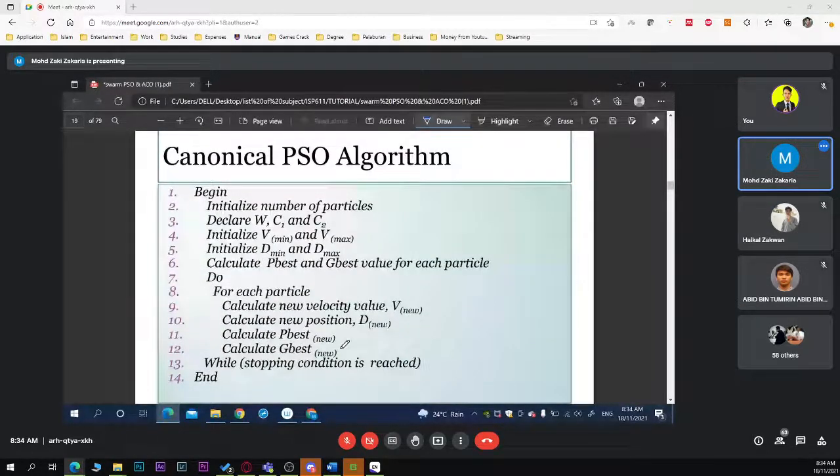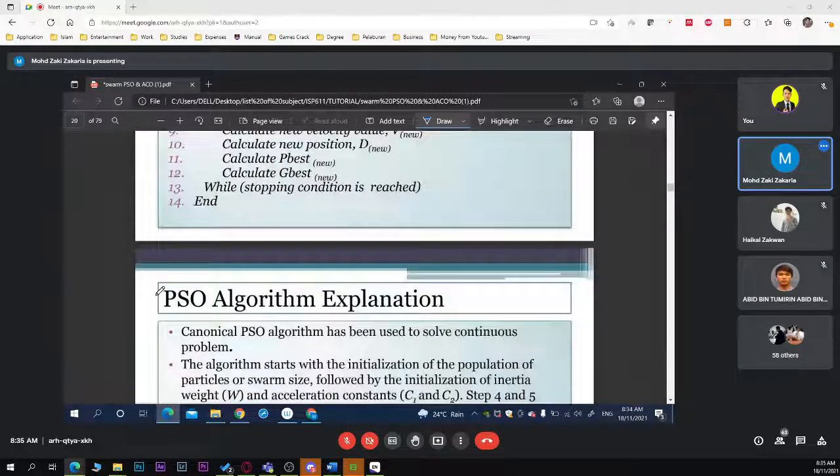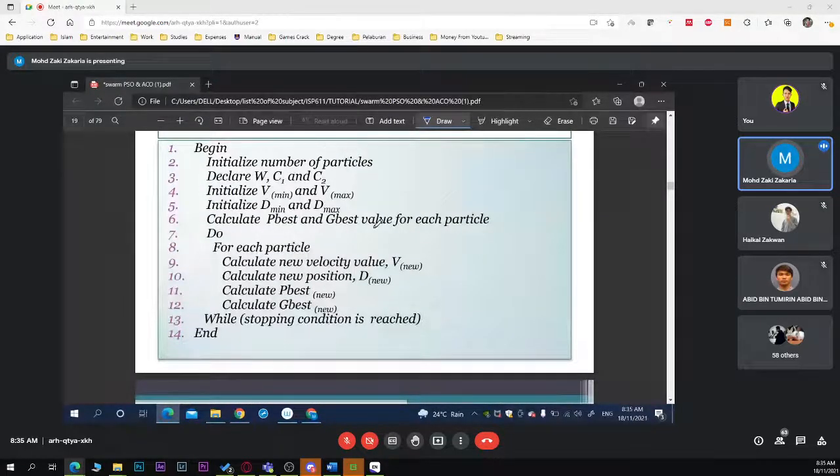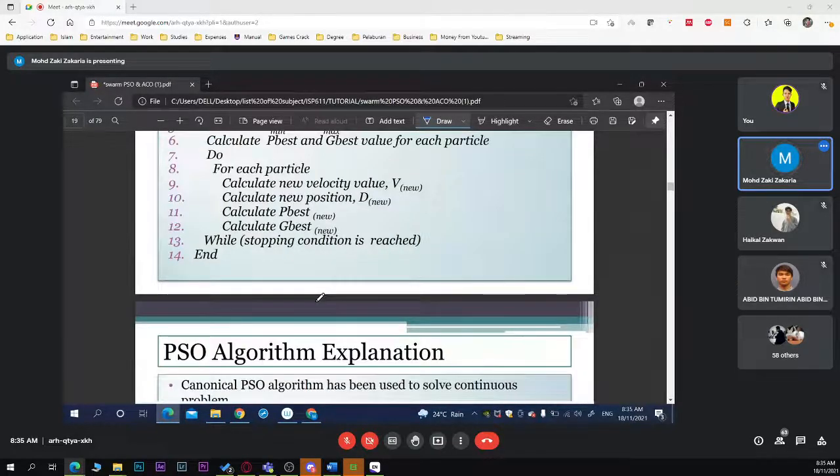Okay, the algorithm. First, we need to initialize the number of particles, maybe 50 particles, 20 particles, up to you. And then we need to declare the parameters W, C1 and C2. These are constant parameters, and we will discuss W, C1 and C2 after this. And then the velocity minimum and maximum, and the dimension minimum and maximum. Calculate P best value for each particle, calculate new velocity, calculate new position, calculate P best, calculate G best. This is for one iteration. And then for the next iteration we follow the same process. To explain in detail, we will use an example after this.